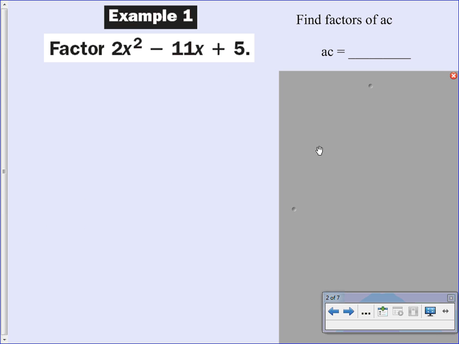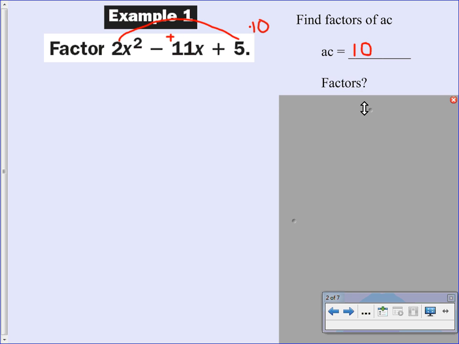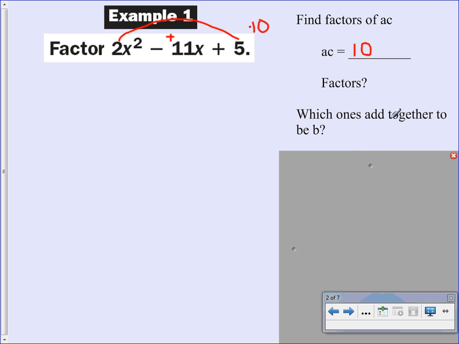Now here's the first example. Kind of follow through. What we need to do is take this a times the c. When you multiply that, you get 10. So a times c gives me 10. I need two numbers that multiply to 10 but add to negative 11. Which ones add together to be b? Negative 1 and negative 10, because negative 1 times negative 10 will give me positive 10, but will add to negative 11.